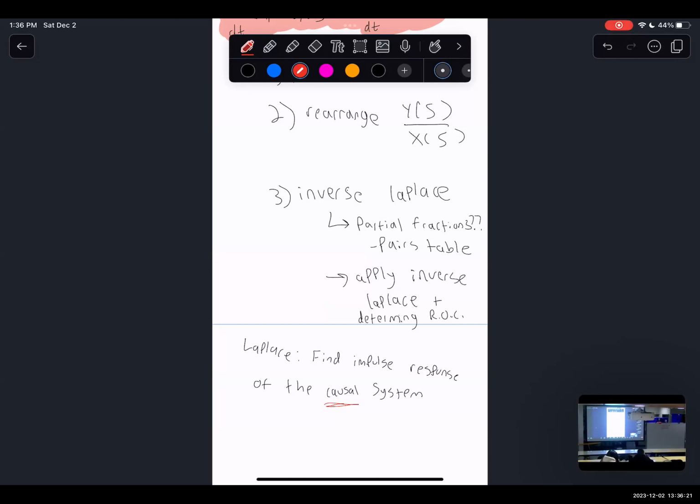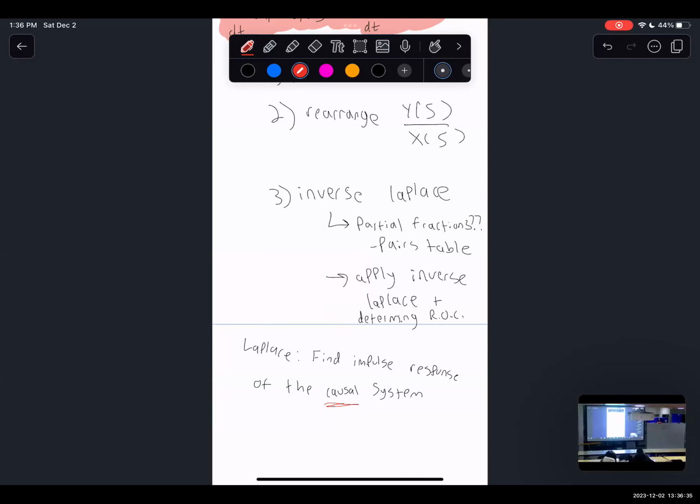is to the right of your pole. They're gonna ask, is the region of convergence to the left or to the right of your pole? And if you use the wrong property, it'll be the wrong answer. So causal, it's going to be to the right of the rightmost pole.